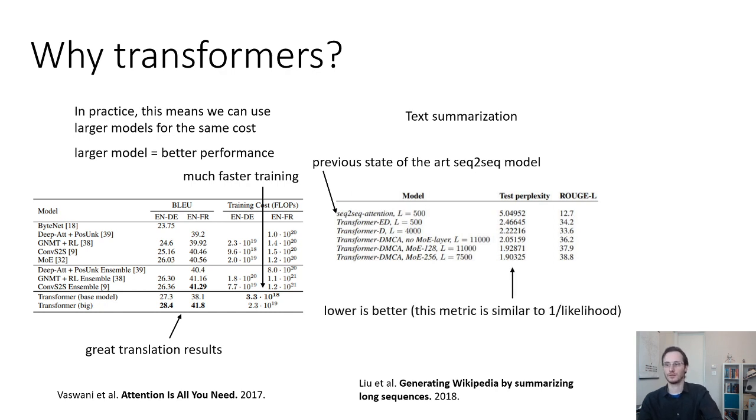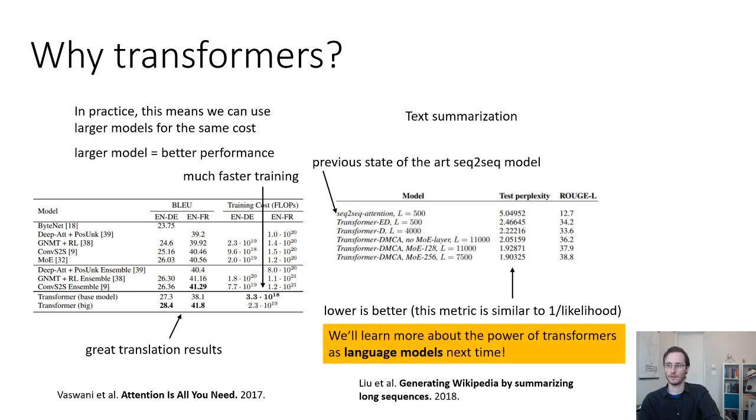Perplexity, you can think of it basically as roughly 1 over likelihood, so lower is better, and it basically corresponds to how well the model captures the probability distribution over sequences, so basically the probability that it assigns to true sequences, except it's 1 over likelihood, so lower numbers are better. And you can see that there are very large gains in terms of perplexity for all the transformer models as compared to the sequence-to-sequence RNN model with attention. So transformers end up working a lot better in these kind of sequence-to-sequence style applications.